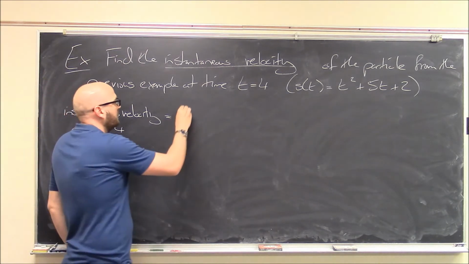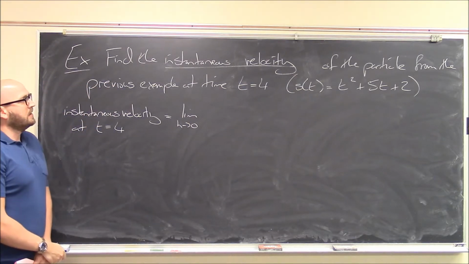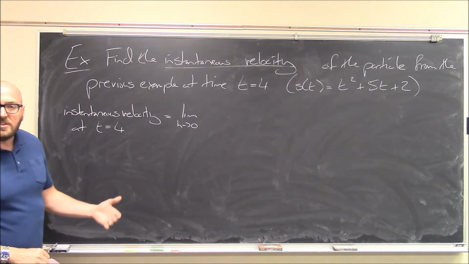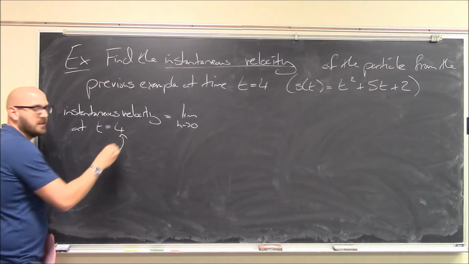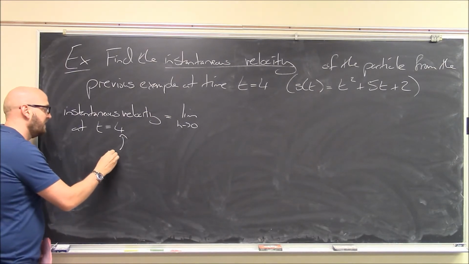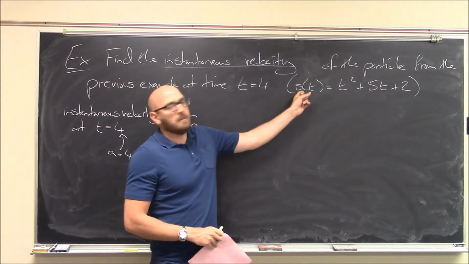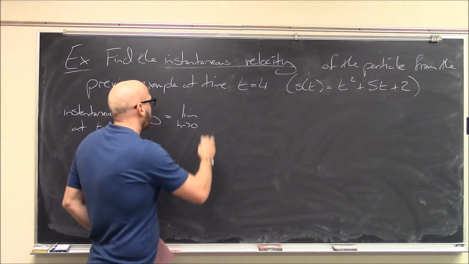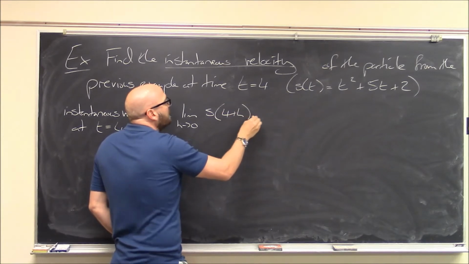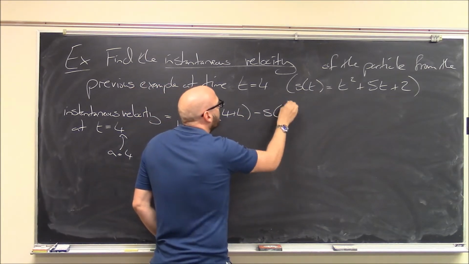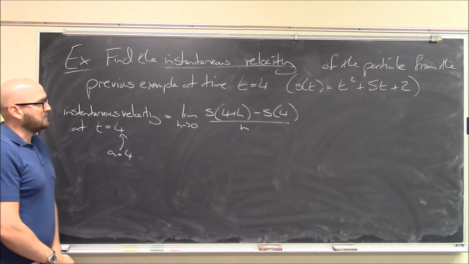Well, what's this going to be? The limit as h goes to 0, this never changes, of what? We had f of a plus h minus f of a over h. So what's a in this case? a is the point you're looking at where you're trying to measure your instantaneous change. So a is 4. And our function isn't actually called f, it's called s, but it's just a name for the function. So we're looking at s of 4 plus h, minus s of 4, all over h. That's the expression we want to evaluate.